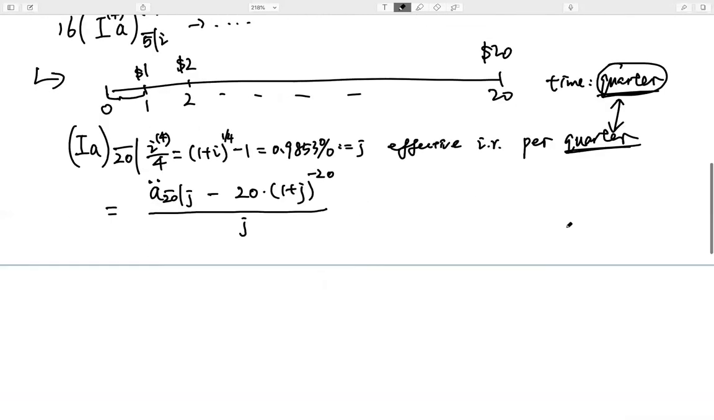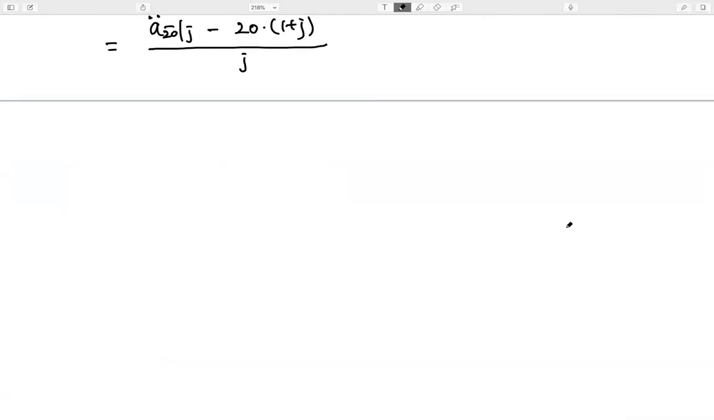Okay. The accumulated value is always easy, right? So we have the same notation, (Is)^(p) R per P. That means the payments are increasing, and we have another P for n years. This will always be 1 plus i, the effective interest rate per year, raised to the number of years.